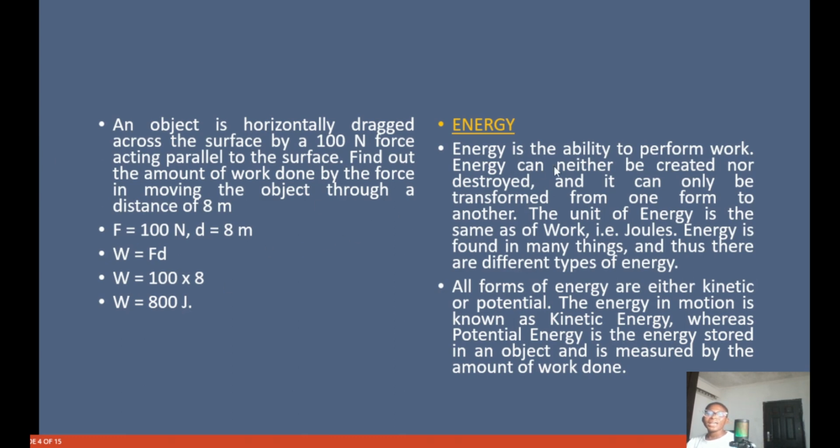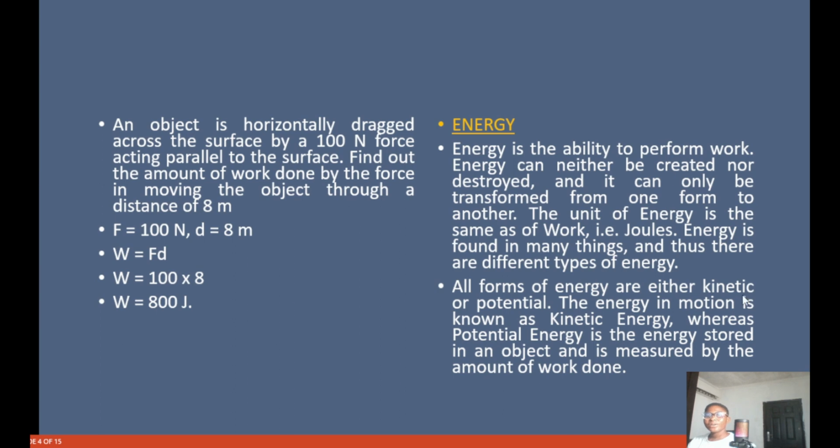So energy is the ability to perform work. Energy can neither be created nor destroyed, and it can only be transformed from one form to another. The use of energy is also the same as work, which is measured in joules. Energy is found in many things, and thus there are different types of energy. All forms of energy are either kinetic or potential.